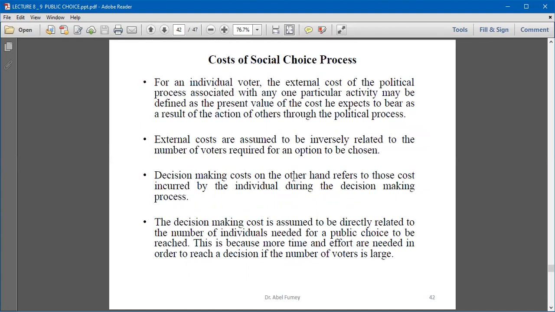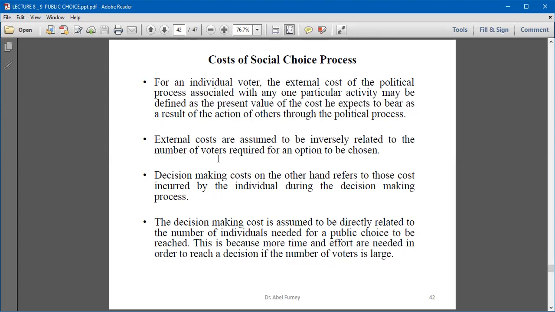So we just find the present value of all the expected costs that you are expecting to incur as a result of the decisions that the other people have made. So what we need to understand is that the external cost is negatively related to the number of voters. The higher the voters, the lower the external cost; the lower the voters, the higher the external cost.